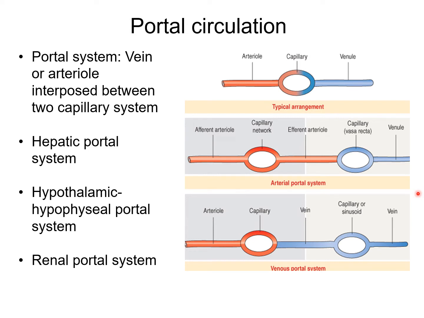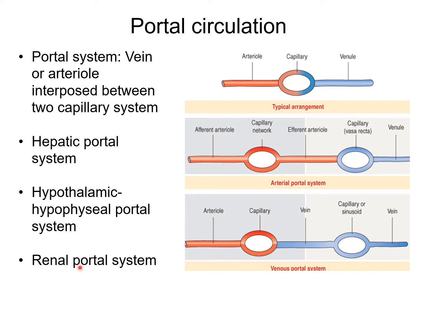In the hepatic portal system, the capillaries are present in the intestine. They join to form intestinal veins. The intestinal vein joins and enters into the liver. In the liver, again it divides into sinusoids or capillaries. Those sinusoids join to form the hepatic vein, and the hepatic vein drains into the inferior vena cava.